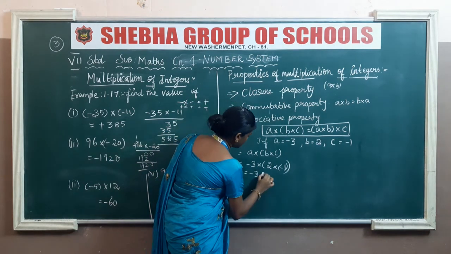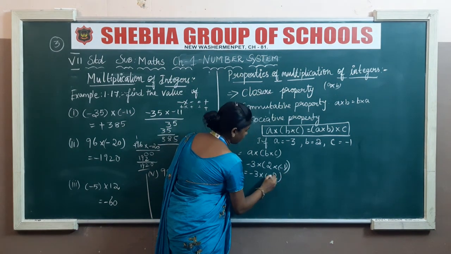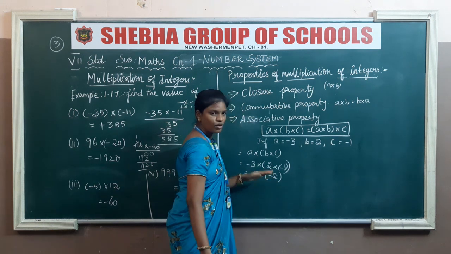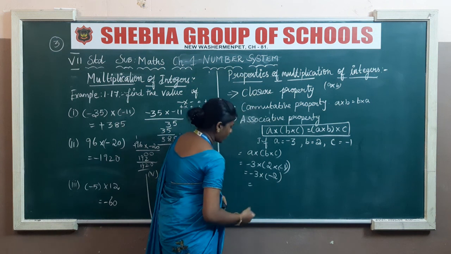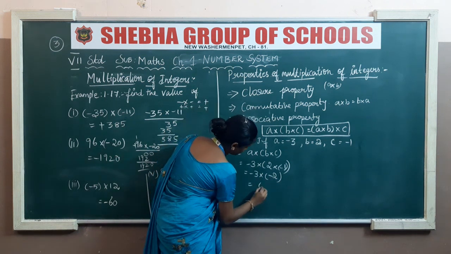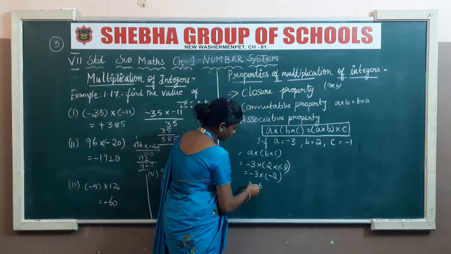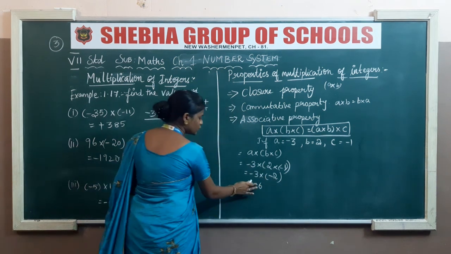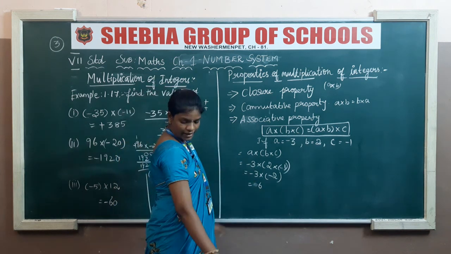Minus 3 into 2: 3 2s are 6, so minus 6. Then minus 6 into minus 1: minus into minus should be plus, so we have to write plus 6.